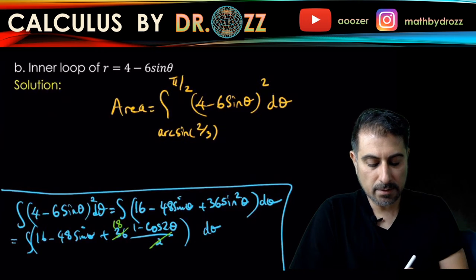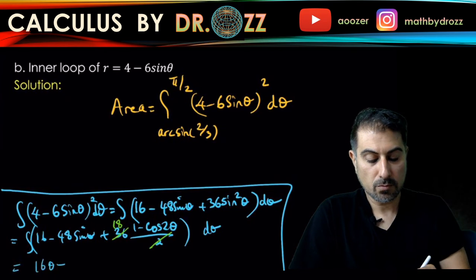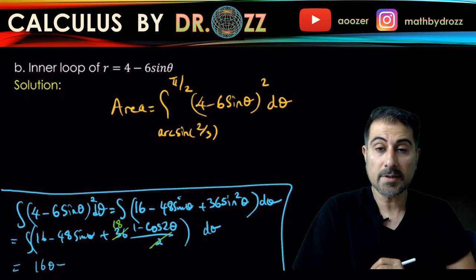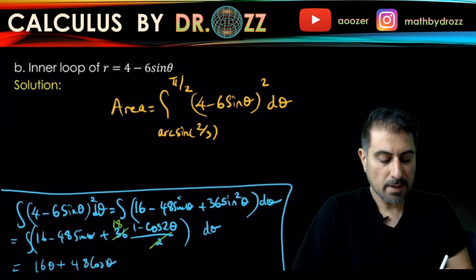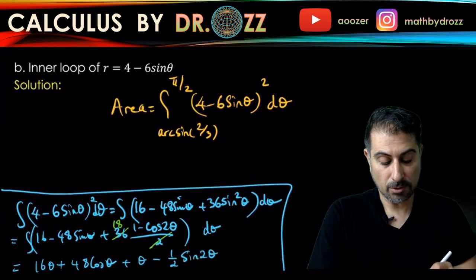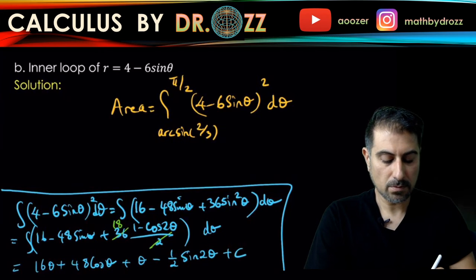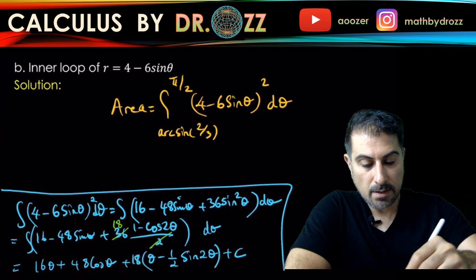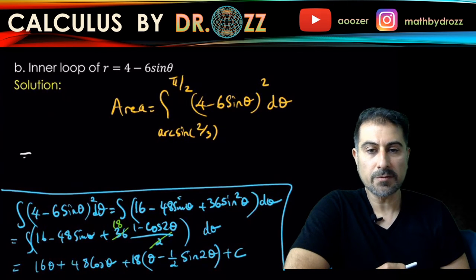And now we can integrate: 16 theta, this is sine, right? Plus 48 cosine theta, because sine theta is the antiderivative of negative cosine. Plus theta minus 1/2 sine 2 theta plus c. And then you should have 18 also, right? Let me just put the 18 back here. We got all sorted out. So I'm going to carry this forward because I'm going to now evaluate the definite integral based on the antiderivative I got from this part.